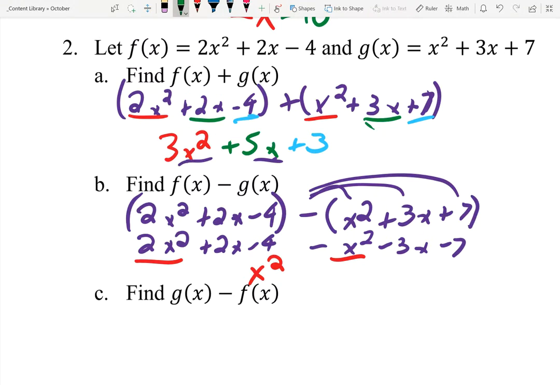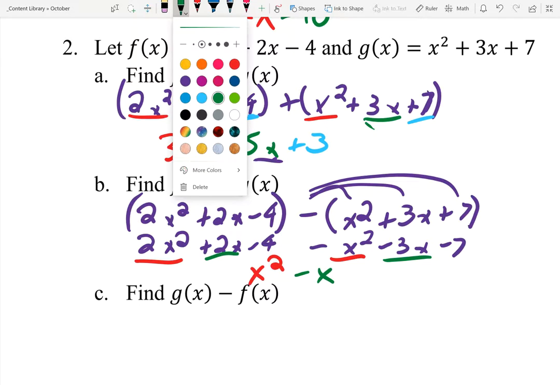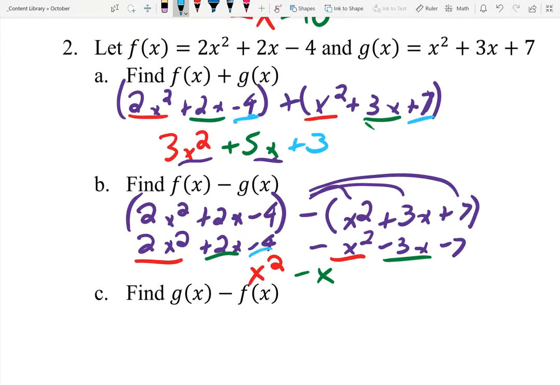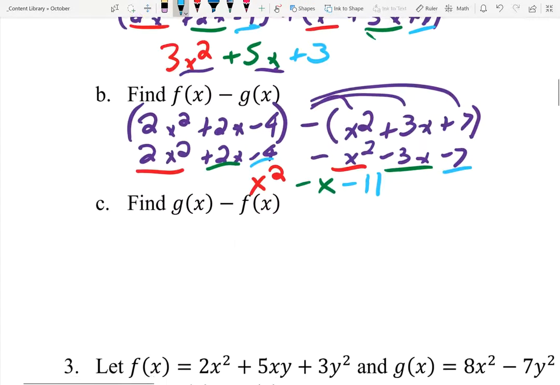I've got my x terms, 2x minus 3x, so 2 minus 3. 2 minus 3 is negative 1, so it's negative 1x. And then our constants, we have negative 4 minus 7. So if I take away 4 and I take away 7, then I'm taking away 11, so it's minus 11. And there's our answer, x squared minus x minus 11.